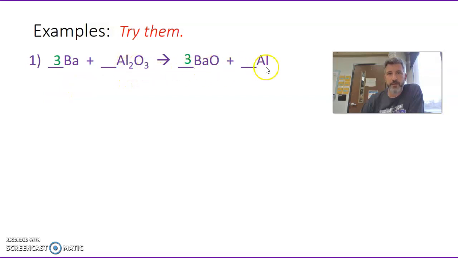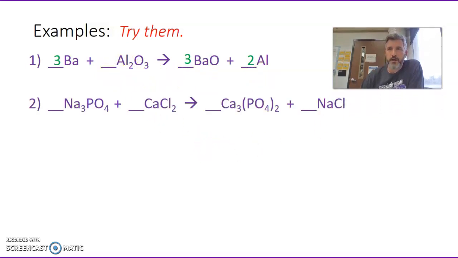I have 2 on the left and only 1 on the right, so I'm going to go ahead and put a coefficient of 2 in front of aluminum. And again, check to make sure it can't be reduced, but because we have a coefficient of 1, you can't reduce that at all. Okay. All right, let's try this one.